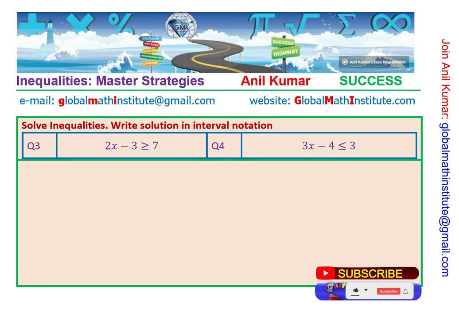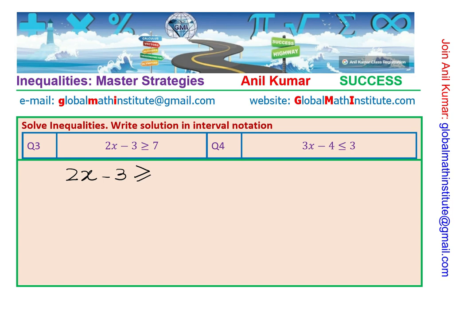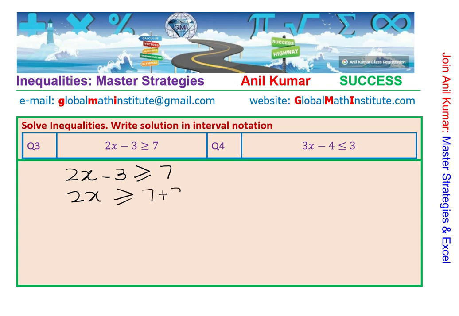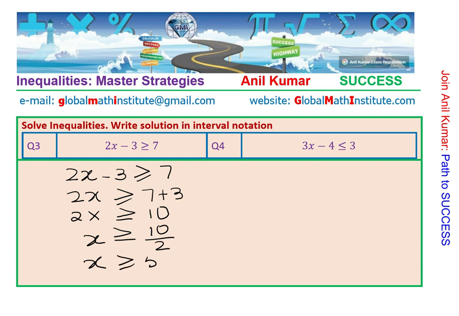So we have 2x minus 3 greater than or equal to 7. Let's rewrite this question: 2x minus 3, the symbol is for greater than or equal to, 7. Add 3 to both sides to get 2x is greater than or equal to 7 plus 3, which is 10. Now divide by 2, we get x is greater than or equal to 10 divided by 2, or x is greater than or equal to 5.